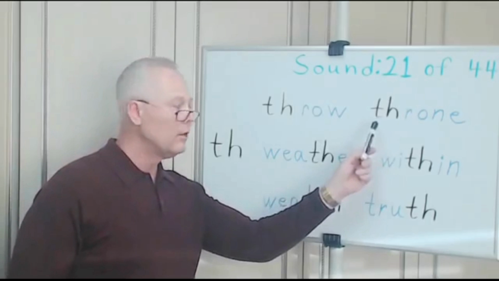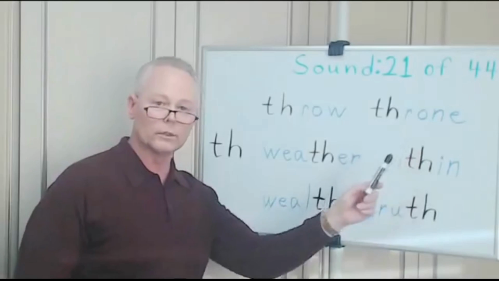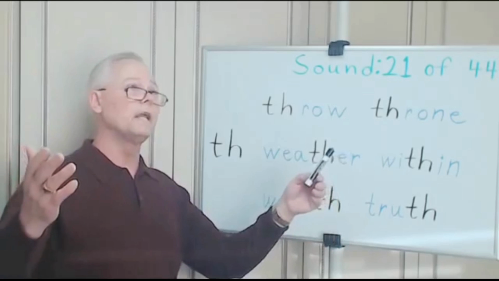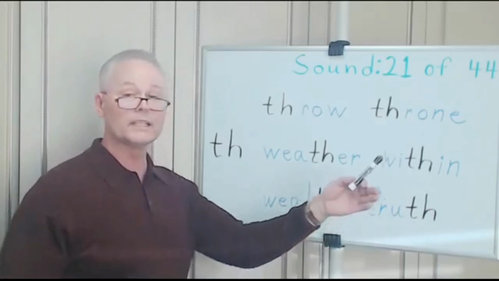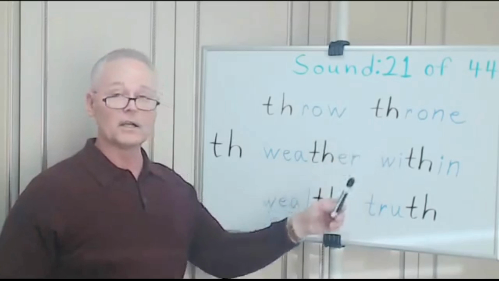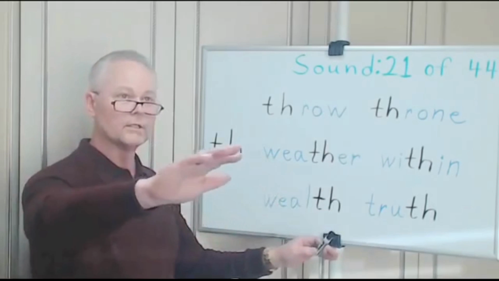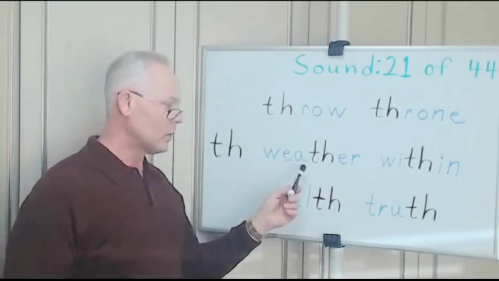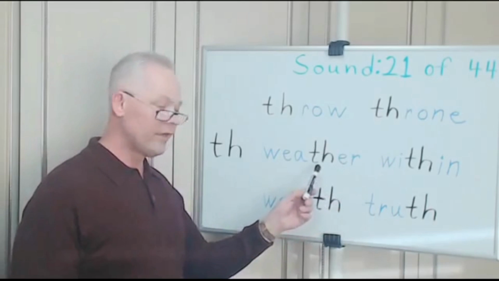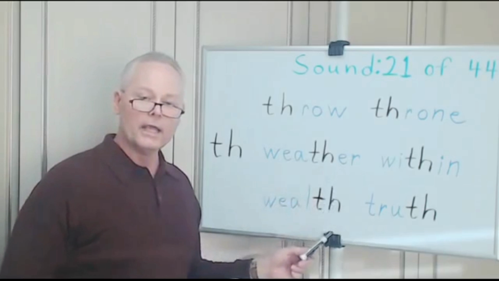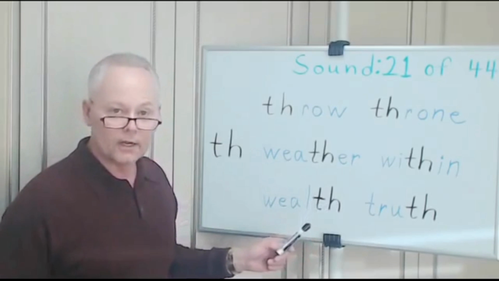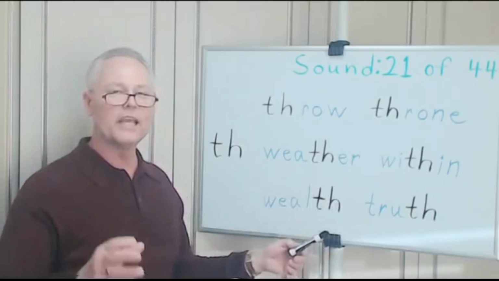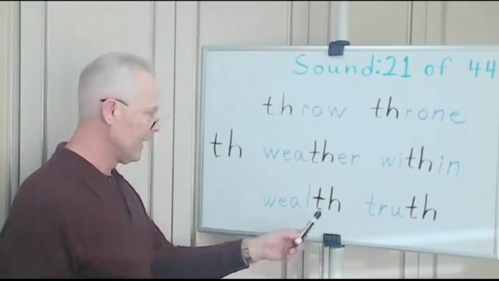T-H, throne. Someone of royalty. A queen, a king, a prince, a duke, a princess sits on a throne as they rule their empire. We have the word weather. Is the weather beautiful where you are? It certainly is where I am. It's a beautiful day. We have great weather.